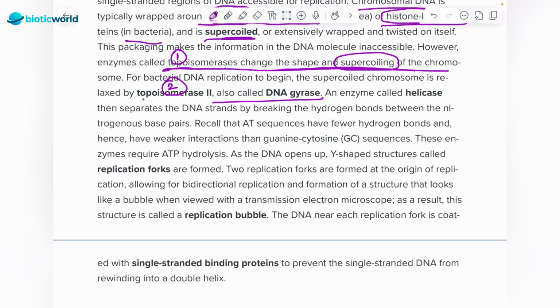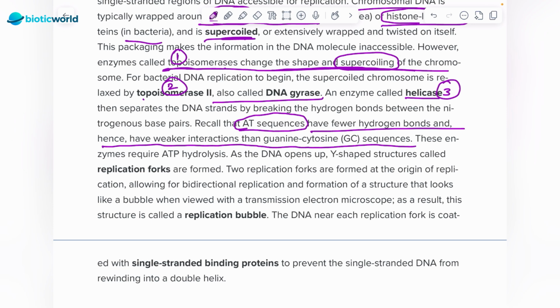An enzyme called helicase then separates the DNA strands by breaking the hydrogen bonds between the nitrogenous base pairs. Recall that AT sequences, which we talked about before, have fewer hydrogen bonds and hence weaker interaction than guanine-cytosine sequences. So it is the reason why we are selecting the AT-rich sequences for the origin of DNA replication. These enzymes require ATP hydrolysis.